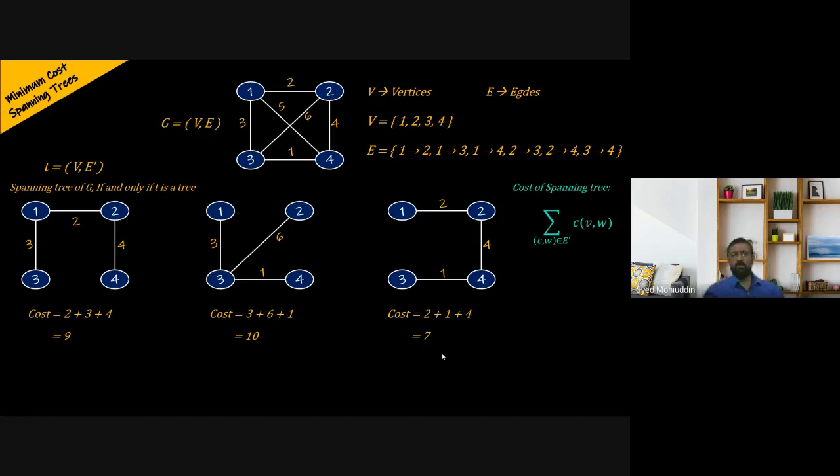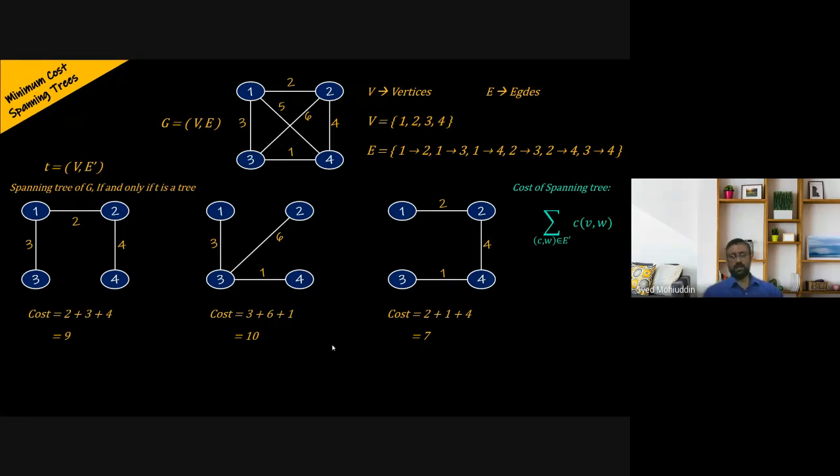Now our problem is to find the minimum cost spanning tree. These are three different spanning trees for this graph, but there may be several other spanning trees. So just by looking at these trees, we cannot say that this cost is 7, so this is the minimum cost spanning tree. We cannot say, because there may be other spanning trees which have a cost less than this.